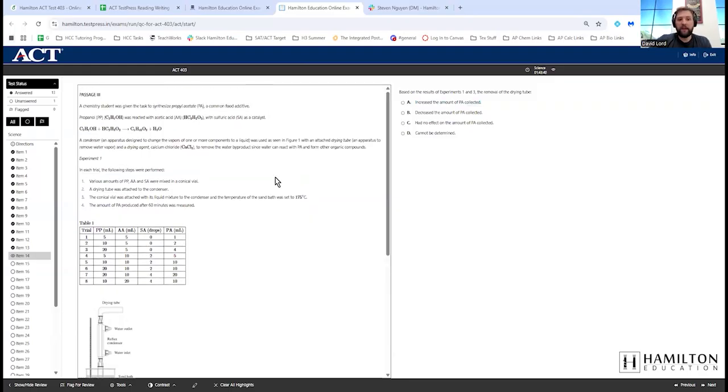We have some PPAAs, essays. So real quickly, I noticed that PP is propanol, which is whatever that is. Acetic acid is AA. Sulfuric acid is SA, which is a catalyst. So that seems kind of important.